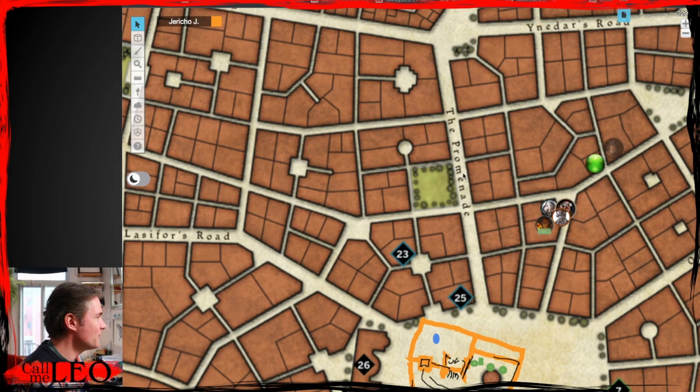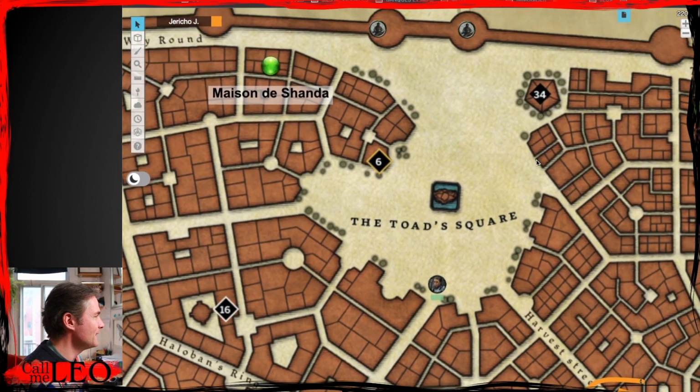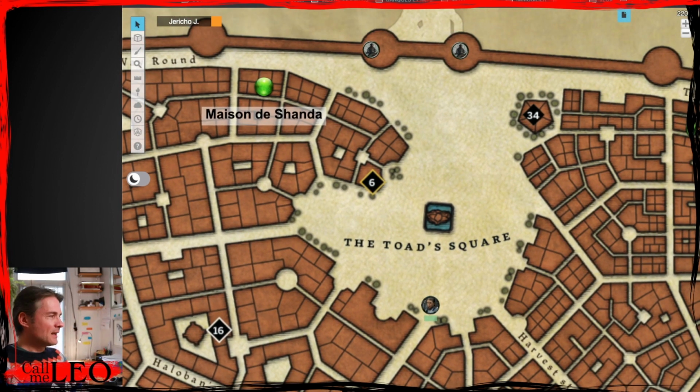He just runs out after the guy. There's just a random dude running in the street. He runs after the guy, and he runs and runs. So he ran on the promenade up and up and up all the way to the Toad Square. And now when he arrives at the Toad Square, what does he see?